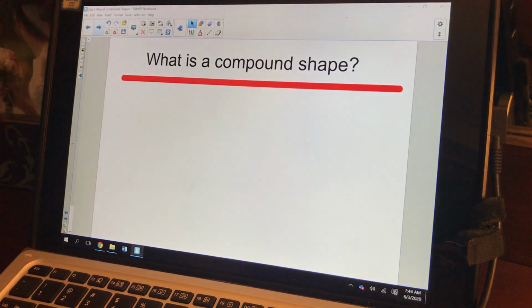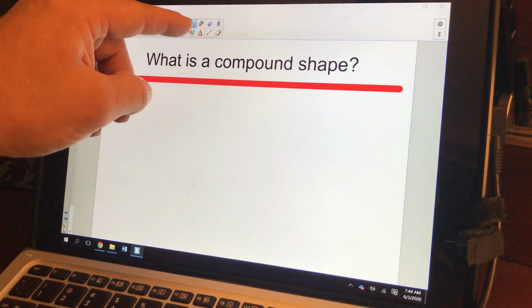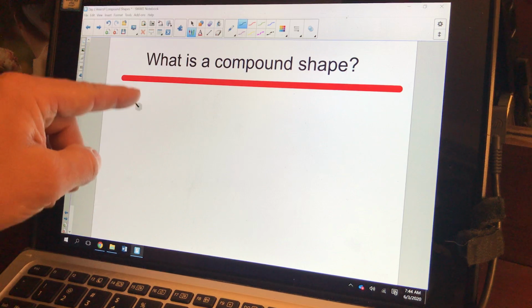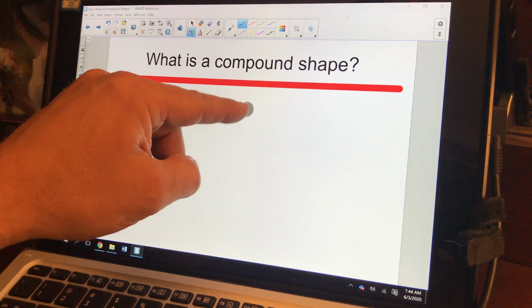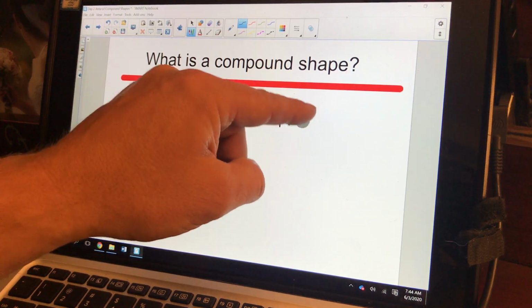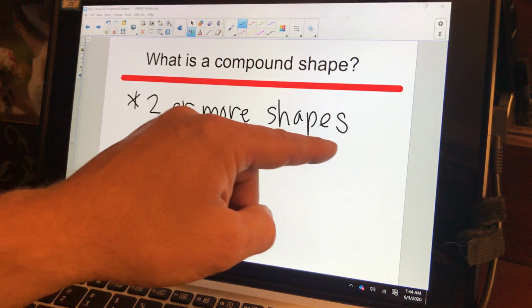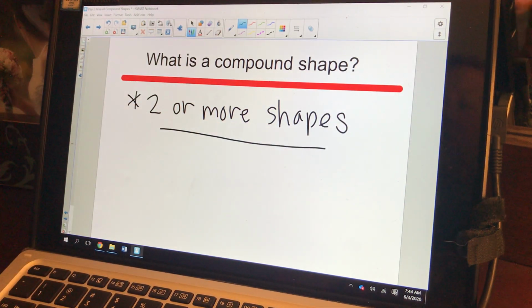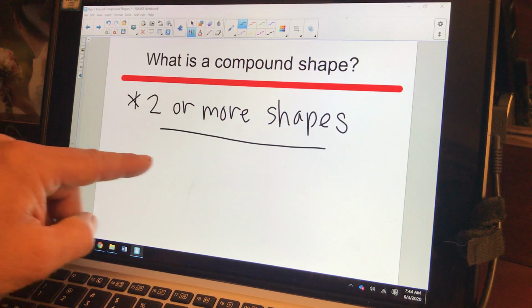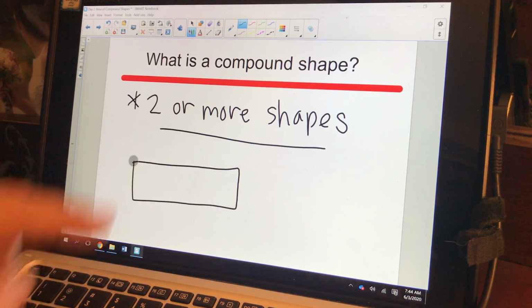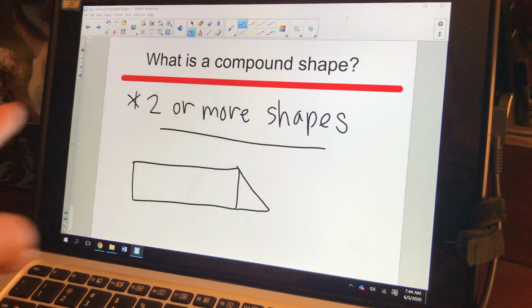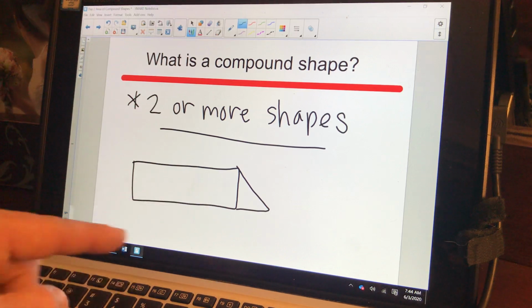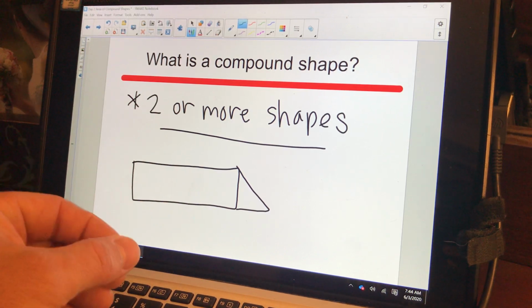Let's get into it. So, what is a compound shape? Well, a compound shape is just a collection of two or more shapes that have been pushed together to make one. Let me see if I can do a drawing here. Like if I had a rectangle and I put a triangle here at the end. So you'd find the area of that whole thing, rectangle and triangle together. You'd find them separately, then you'd add them together, right?